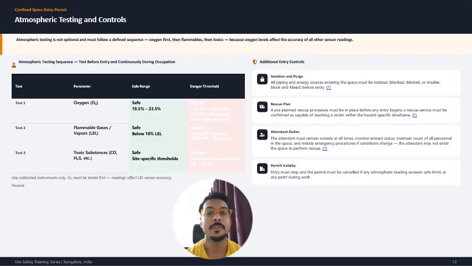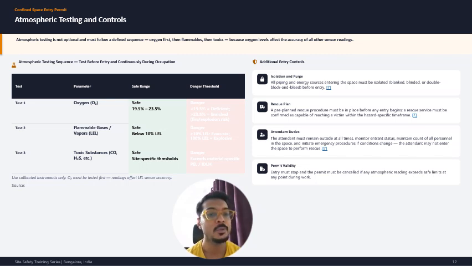So you can see the permit to work on my left-hand side, the oxygen level. We should start with oxygen, not anything else. It should be in the safe range of 19.5 to 23.5. Why not less? If it is less, the worker cannot breathe well. If it is more than 23.5, an explosion might happen. So there is a concern about this. If it is in this range, we can go ahead.